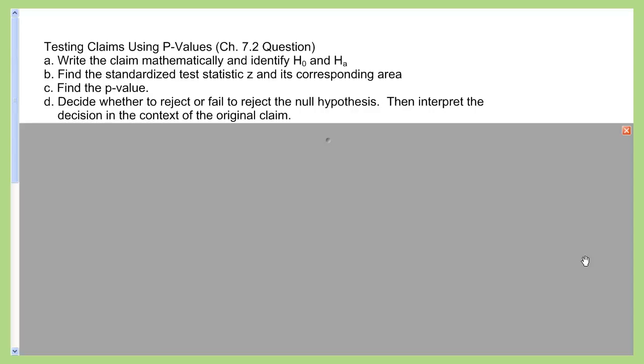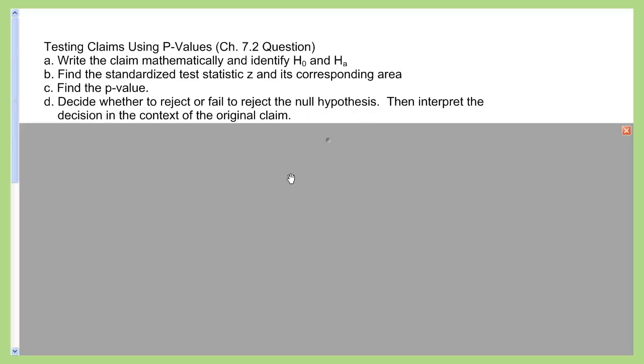This is from chapter 7.2, and it's testing claims using p-values. And here are your instructions. You're to write the claim mathematically, identify your null hypothesis and your alternative hypothesis, find the standardized test statistic z in its corresponding area, find the p-value, and decide whether to reject or fail to reject the null hypothesis. Then interpret the decision in the context of the original claim.